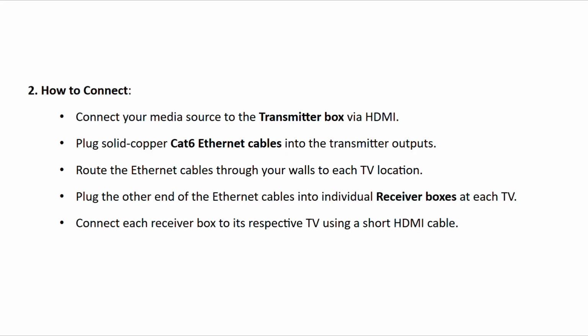How to connect. Connect your media source to the transmitter box via HDMI. Plug solid copper Cat6 Ethernet cable into the transmitter outputs. Route the Ethernet cables through your walls to each TV location. Plug the other end of the Ethernet cables into individual receiver boxes at each TV. Connect each receiver box to its respective TV using a short HDMI cable.